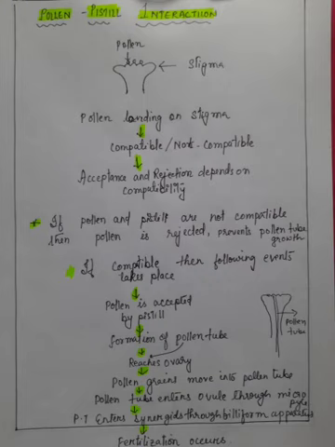The pollen tube enters the synergid. I hope you remember the structure of the embryo sac, the egg apparatus, right? There are two synergids which have the filiform apparatus. That filiform apparatus guides the pollen tube to the egg for fertilization. So once the pollen tube enters the synergids through the filiform apparatus, then at the last, fertilization occurs.